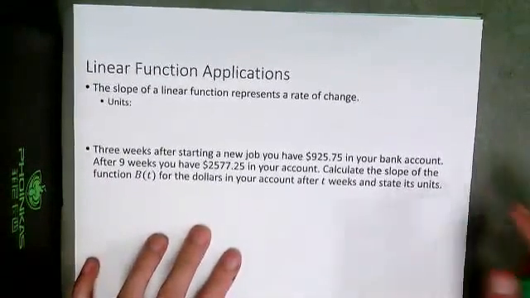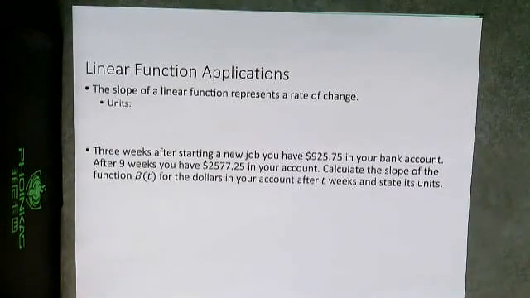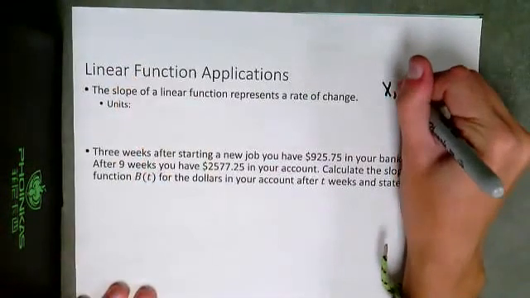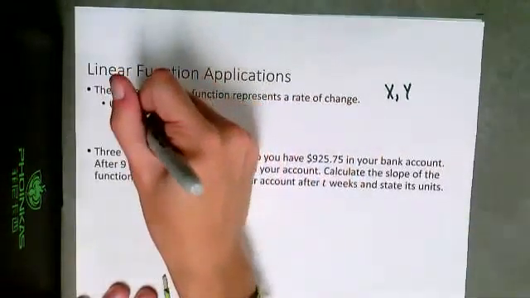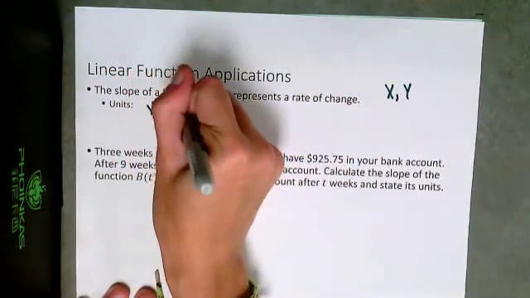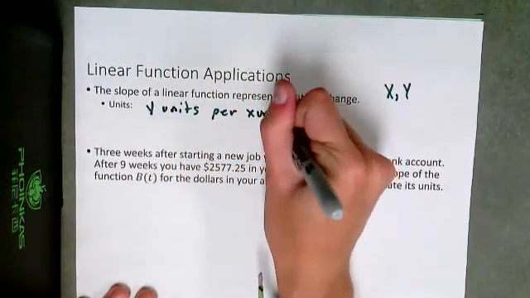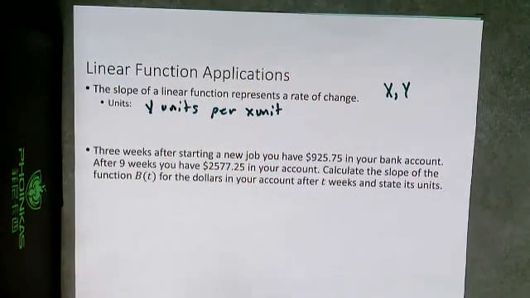So let's look at linear function applications. The slope of a linear function represents the rate of change, right? So it's the units. We have points x comma y, right? So it's y units per x unit. The slope is the average rate of change. So it's y units per x units.